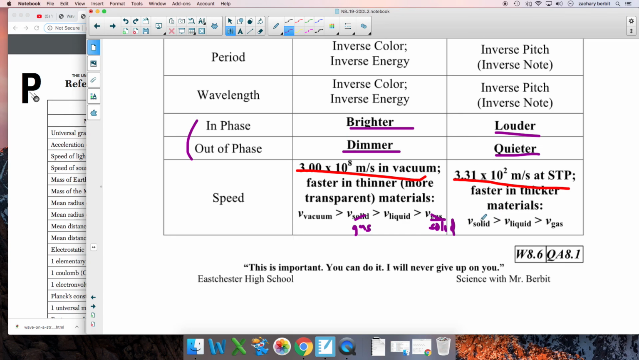Sound, on the other hand, note, there was a mistake there. Sound, on the other hand, goes faster in thicker materials, fastest in solid. Okay, that's it for your little review. And now we're going to get on to wave phenomena, and I think you'll enjoy this more.